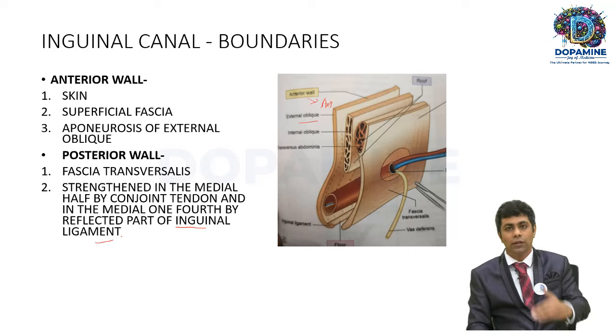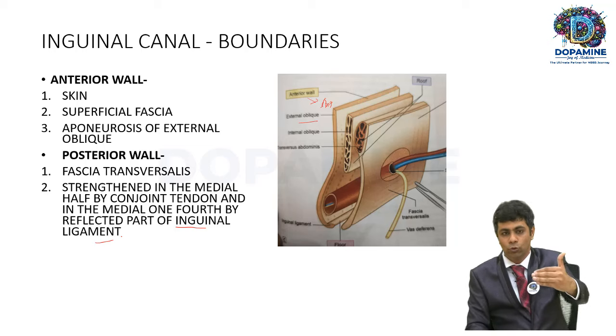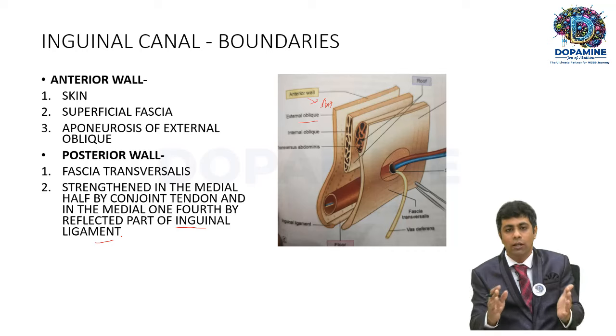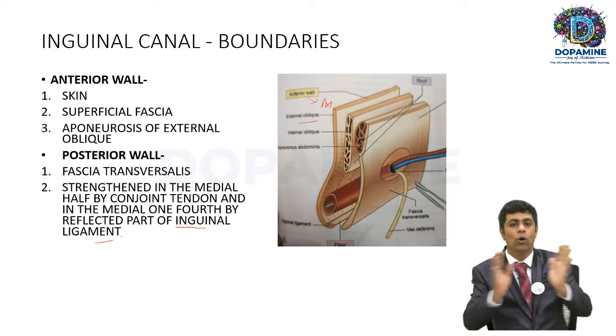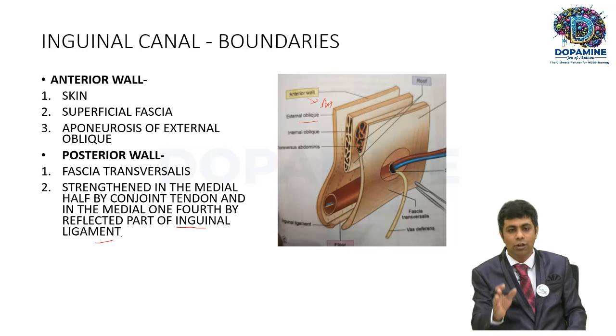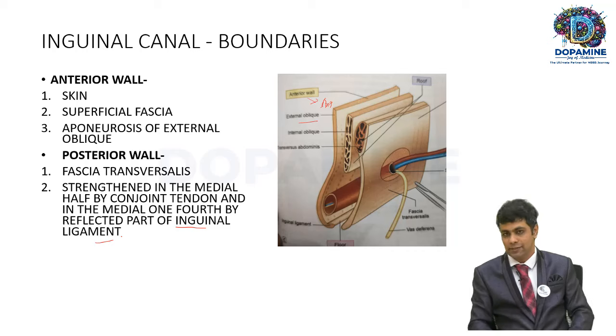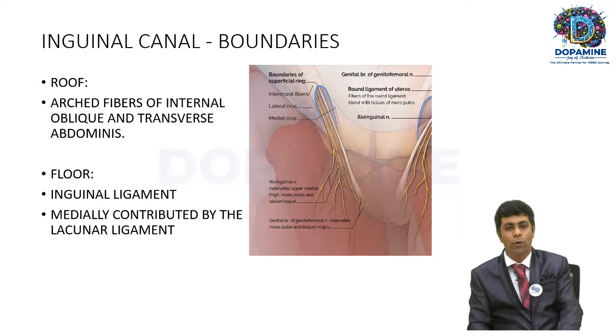Clear? So let us start. Once again, I take through to the anterior wall and the posterior wall. Anterior wall is formed by skin, superficial fascia, and external oblique muscle throughout, the aponeurosis of the external oblique muscle throughout. The posterior wall is formed by fascia transversalis, and the medial half of the posterior wall is formed by the conjoint tendon, which is nothing but the internal oblique muscle and the transverse abdominis muscle.